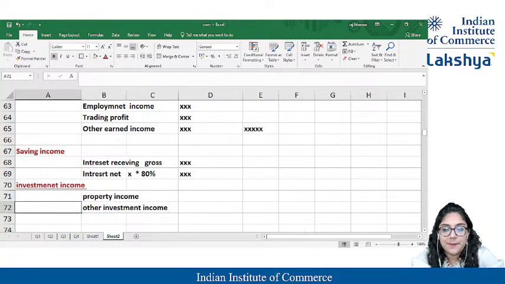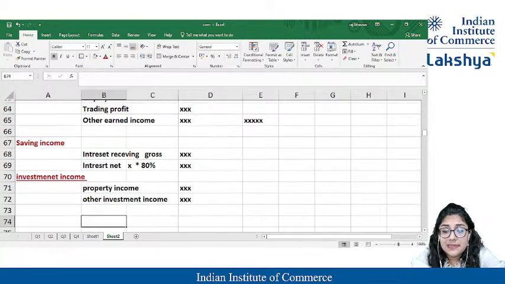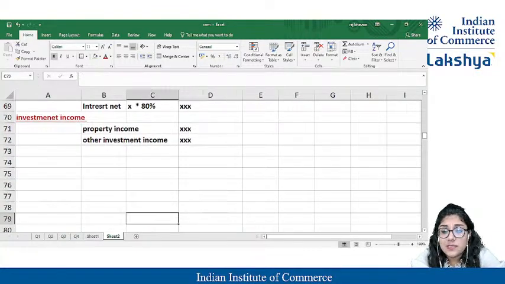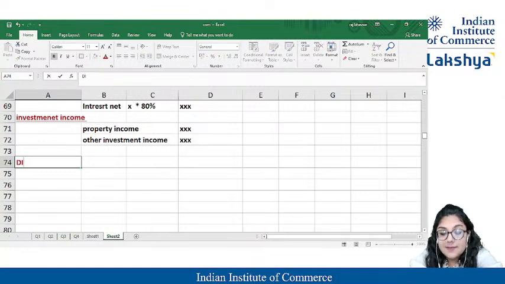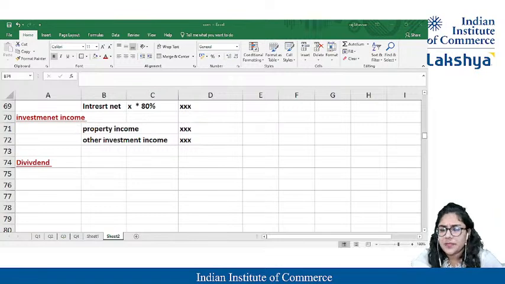Cool? Yeah. So here I'll be having some property income, other income. Then, students, after getting that, I will get my total income. Then, students, the most important thing is dividend. So I'll also be having a dividend income. If I'm an individual and I'm having a dividend income, is it taxed? Think.